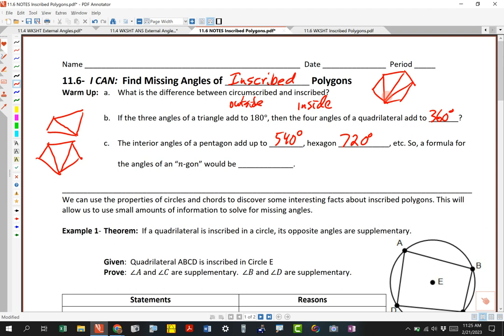720, okay? So a formula for an n-gon, and again, don't say anything, let everybody figure it out. So an n-gon just means this is how many sides it has. So we could call a triangle a 3-gon. We could call a quadrilateral a 4-gon. A pentagon would be a 5-gon. A hexagon would be a 6-gon. So what if we just said it's an n-gon? It has n sides. Could we come up with a formula that tells us how many degrees there are on the inside?